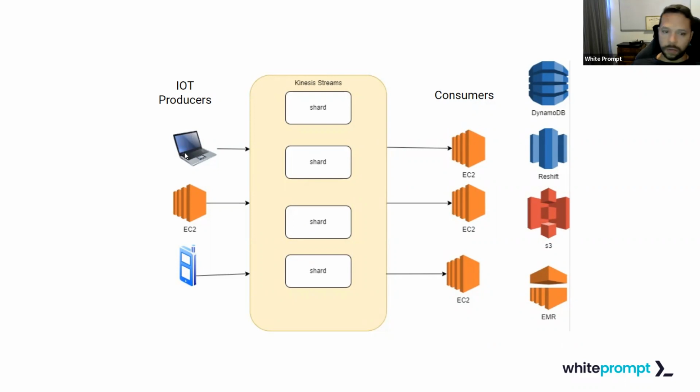When this data is generated by the IoT devices, it goes into the Kinesis streams in the form of shards. A shard contains information that is produced in the form of a blob. It can be a string. It can be any data you want to send through the Kinesis stream.